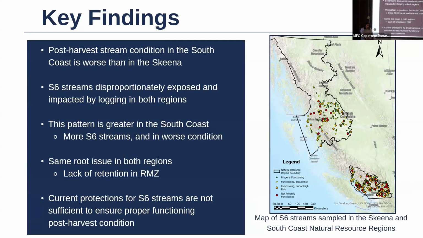Overall, results show that post-harvest stream condition in the South Coast is worse than that of the Skeena. However, in both regions, S6 streams were found to be disproportionately exposed and impacted by logging. In the South Coast, this pattern is greater, which may explain why the South Coast has worse overall post-harvest stream condition compared to the Skeena. And although logging impacts S6 streams differently in each region, the root issue seems to be the same, which is a lack of retention. Overall, this does suggest that current protections in BC are not effective at protecting S6 streams during and after logging operations.